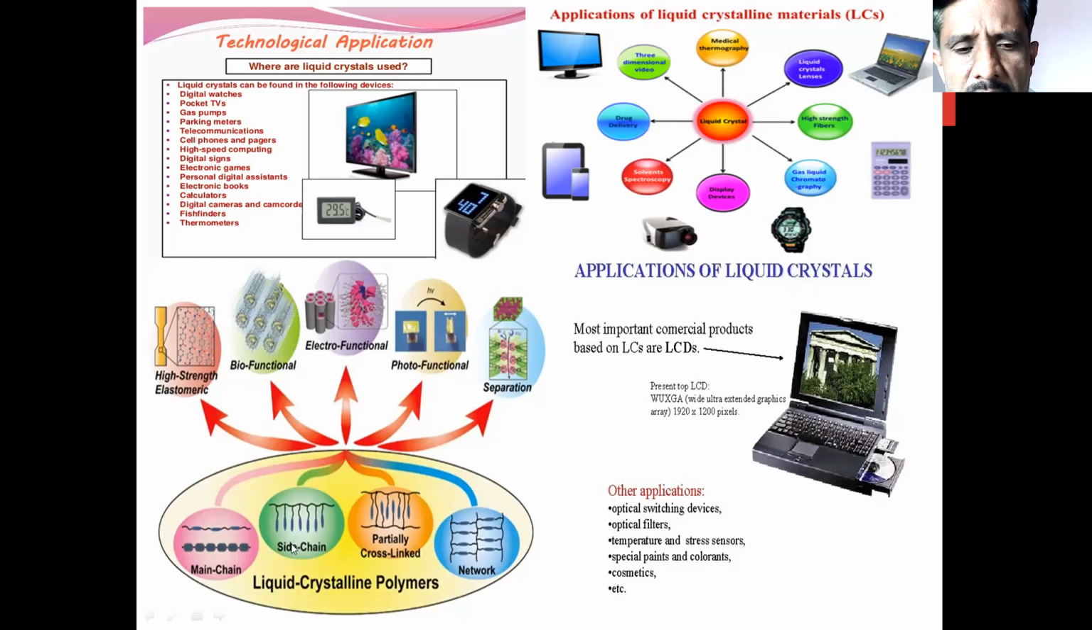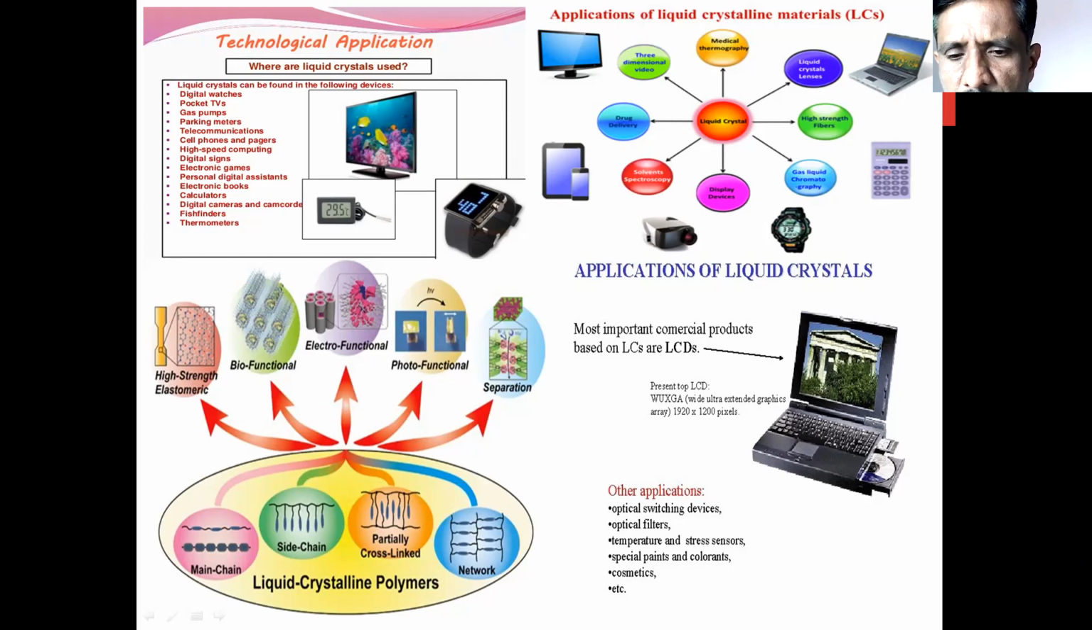Now liquid crystalline polymers are also there. Main chain polymer, side chain polymer, cross-linked polymer, network types of polymer. These four types of polymers are very useful for high strength elastomeric property. They show biofunctional property, electrofunctional property, and photoelectric effect or photofunctional property. They are also used for separation purposes. Now these applications of liquid crystals are also there.